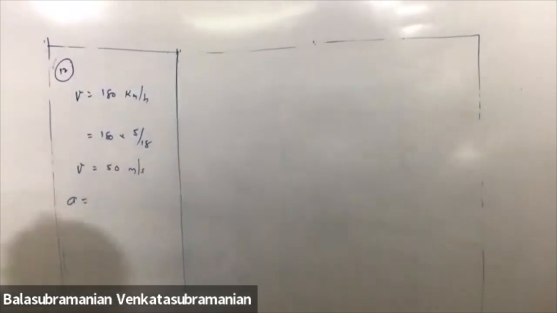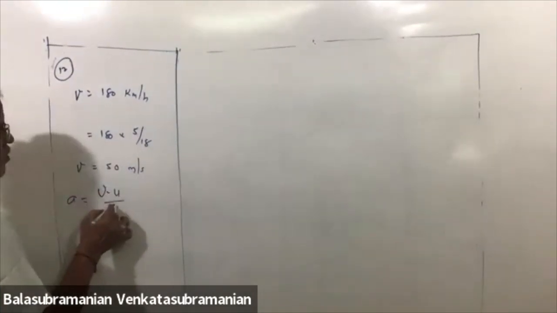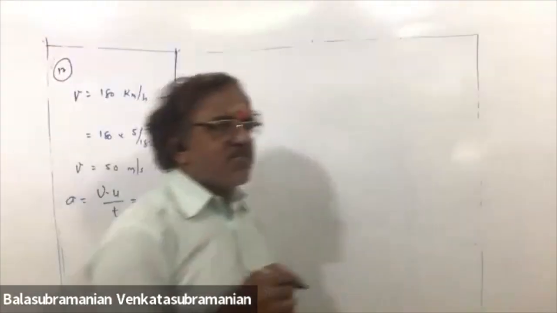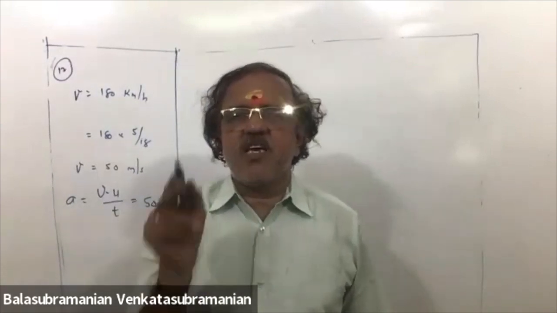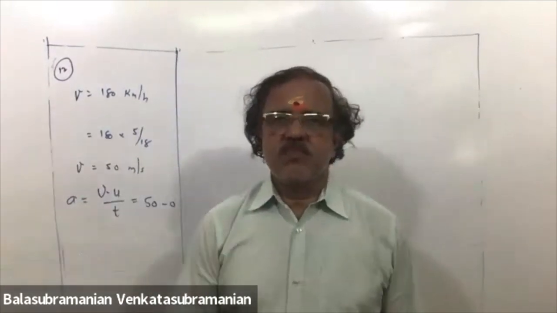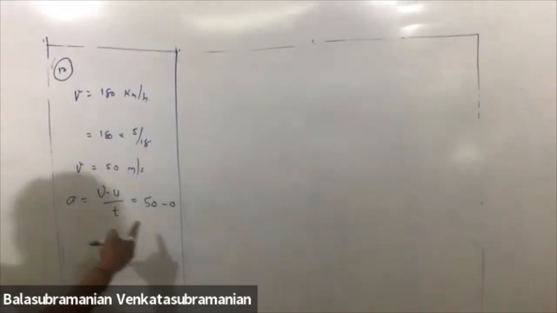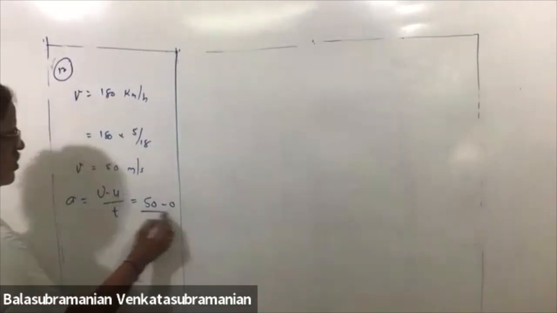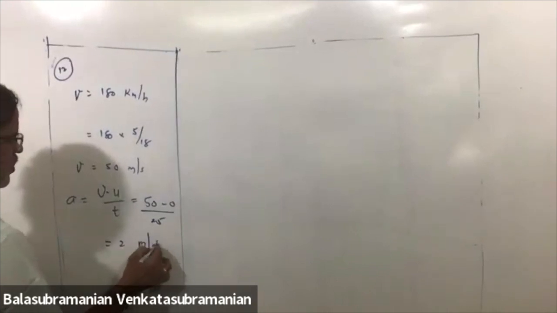What is acceleration? Change in velocity by time. 50 minus, starting from rest. Anywhere the word starting from rest means initial velocity u is equal to 0. Please keep it in mind. 50 minus 0. What is the time taken here? 25 seconds. So acceleration is 2 meter per second square.